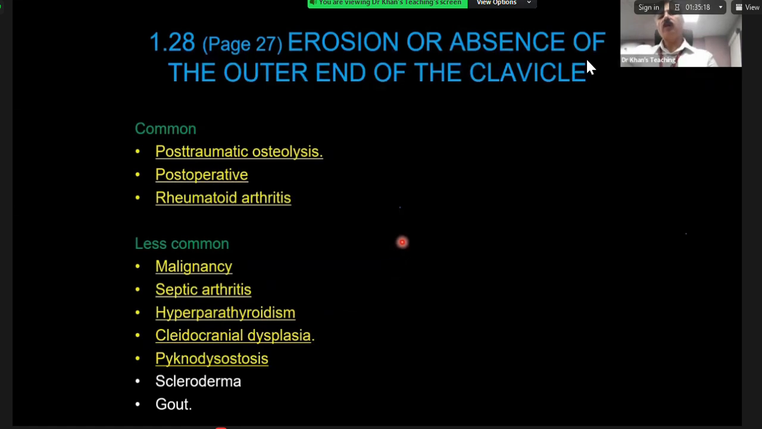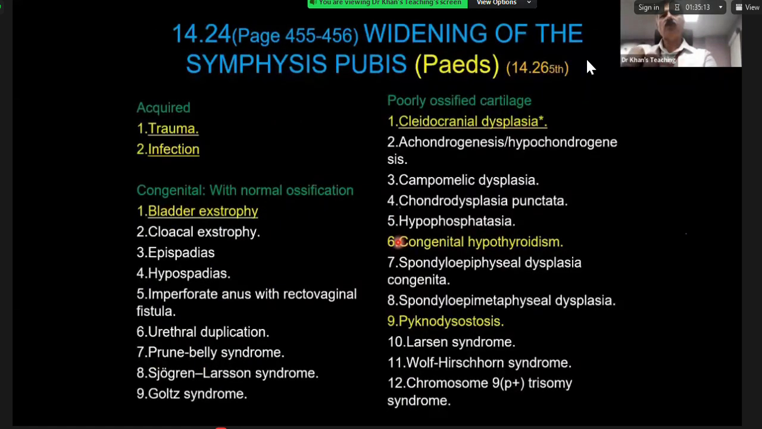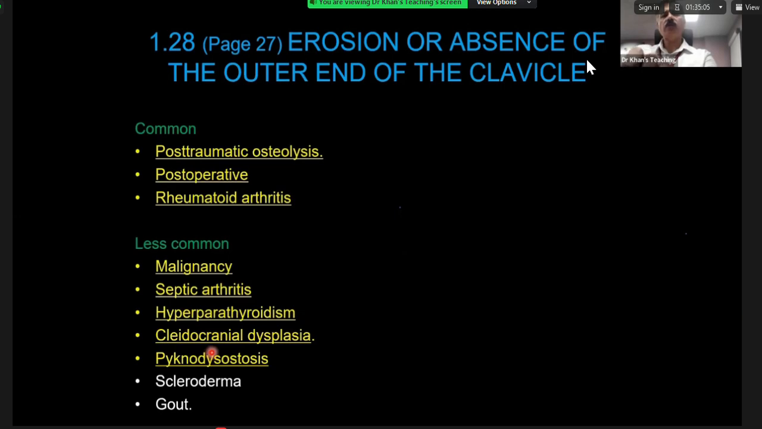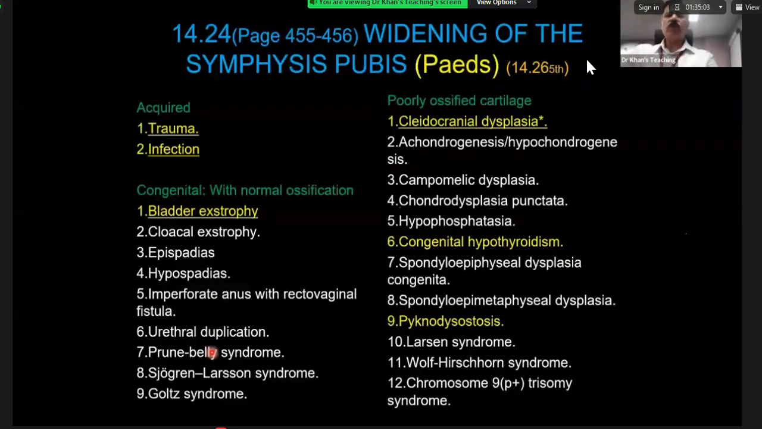So how do you differentiate between the two? There are some discriminators which I am going to teach you. Another differential diagnosis in which both of them go together is widening of the symphysis pubis. Even here you can see cleidocranial dysplasia and pycnodysostosis. The basic pathology in cleidocranial dysplasia is poor ossification of cartilage.